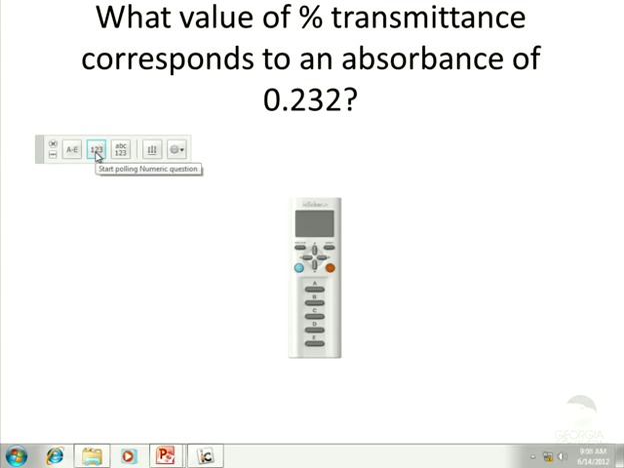So switching back and forth between absorbance and transmittance, mathematically, it's a lot like switching between pH and hydrogen ion concentration, right? It's kind of the same. So what do we have to do with this equation to solve for transmittance?